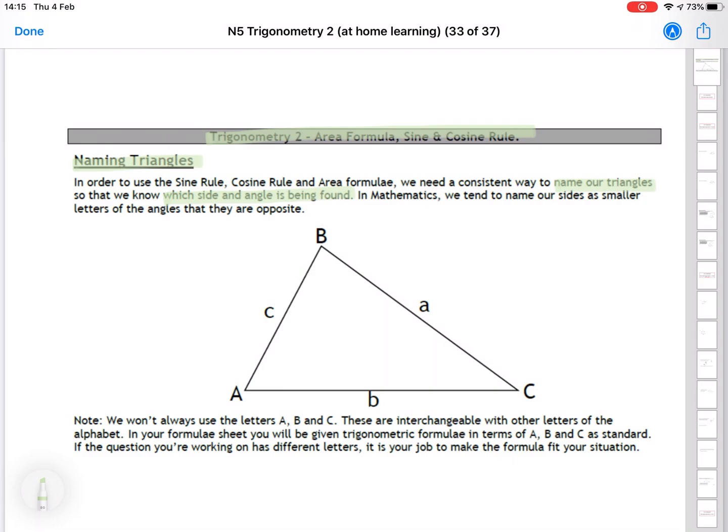it's across from. You can see here in our triangle, we have capital letters in the corner. We have a capital letter A and a capital letter B, and then a capital letter C. Straight across from those angles, we have the small case letter that matches. Straight across from that capital A, we have a small a. Straight across from the capital letter B, we have a small b. And then straight across from the capital letter C, we have a small case letter c.